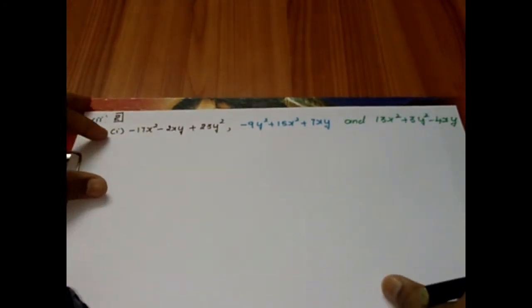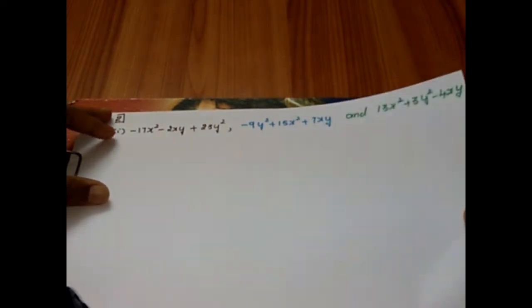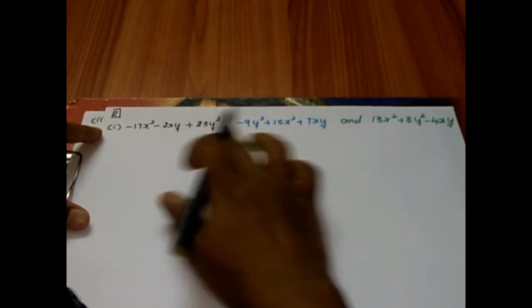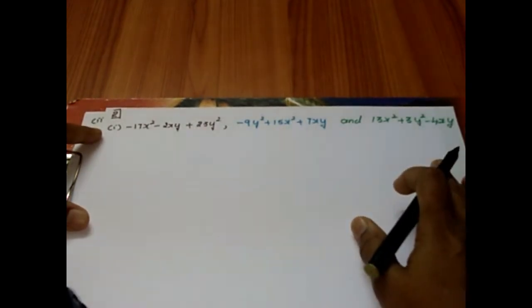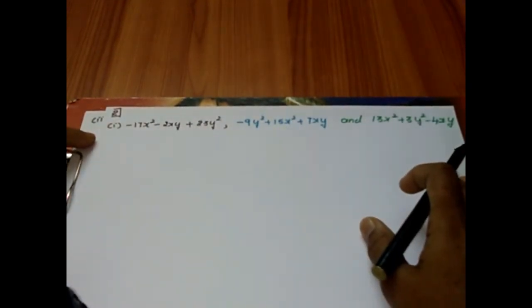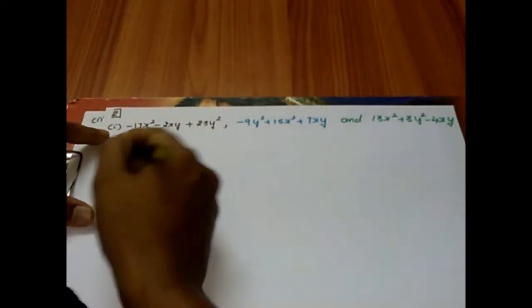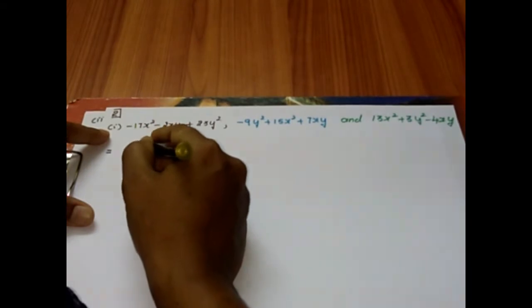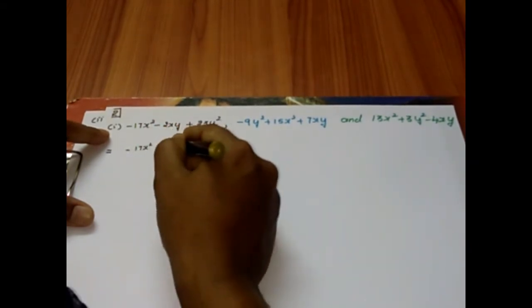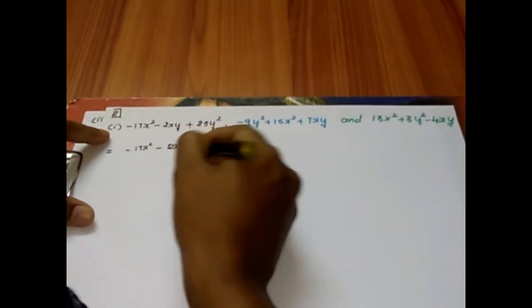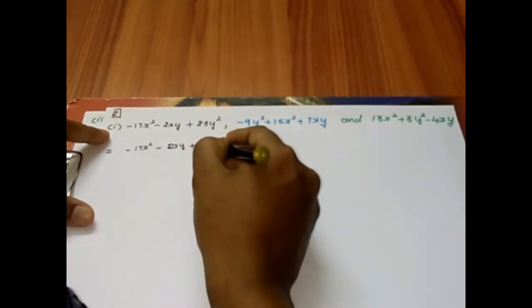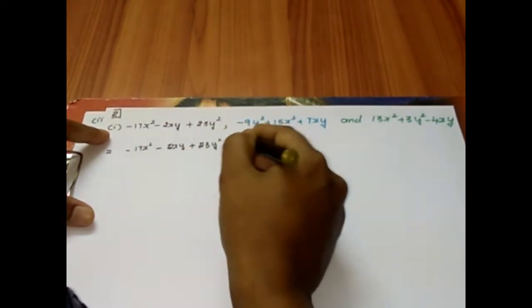Let's continue with the exercise 19b second main. In this main also we have been given 3 polynomials and the heading is to add the given polynomials. So let's write all the 3 given polynomials with the plus sign, that is minus 17x square minus 2xy plus 23y square. Here, the second expression.